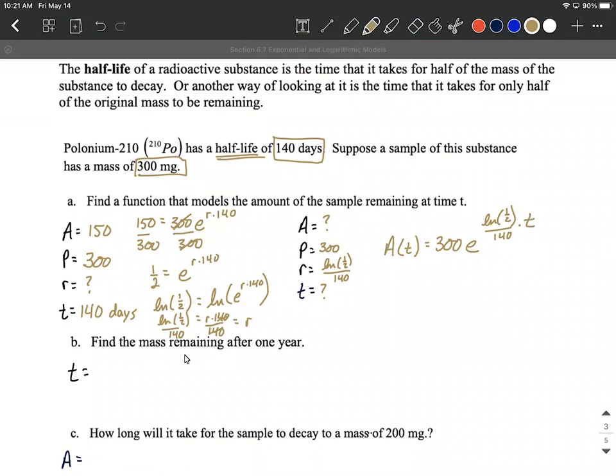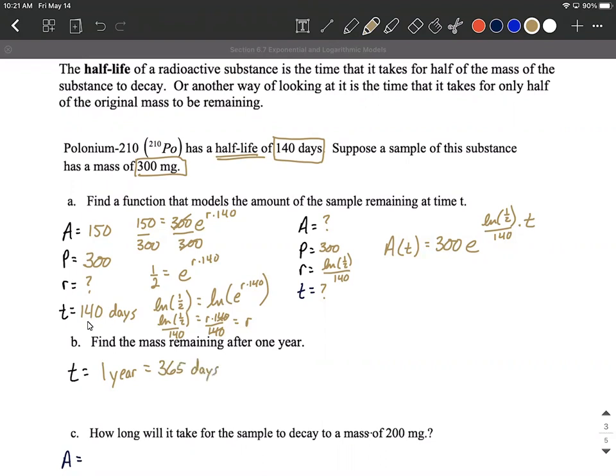Let's find the mass remaining after 1 year. Okay, so the mass remaining after 1 year, I know we all want to plug in 1 for our time frame, but remember our time frame up above was 140 days for the half-life. So if we want to plug in 1 year, we have to use that converted over to days. So 1 year is equivalent to 365 days.